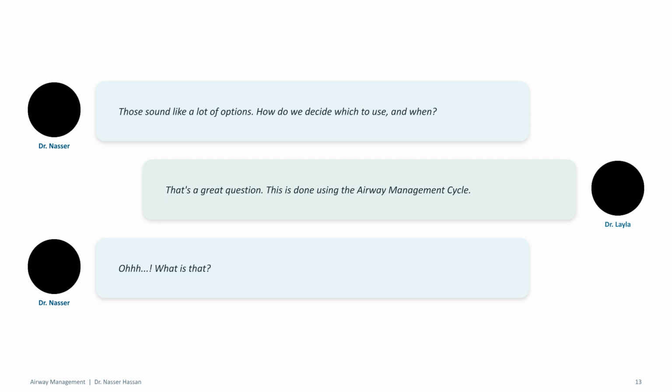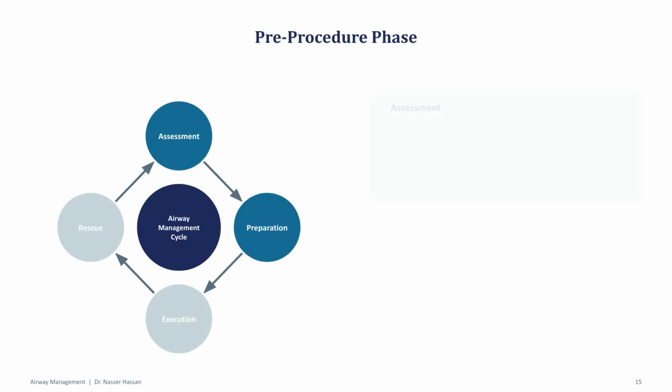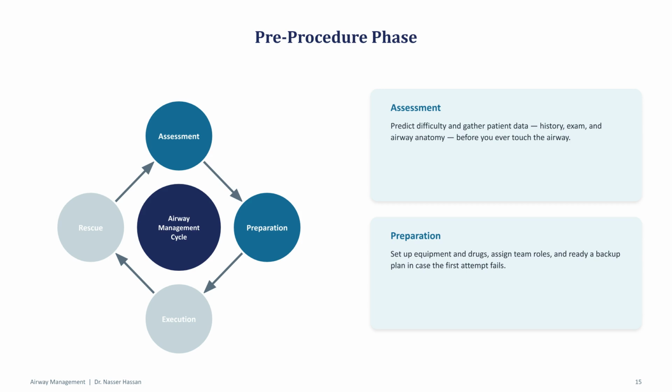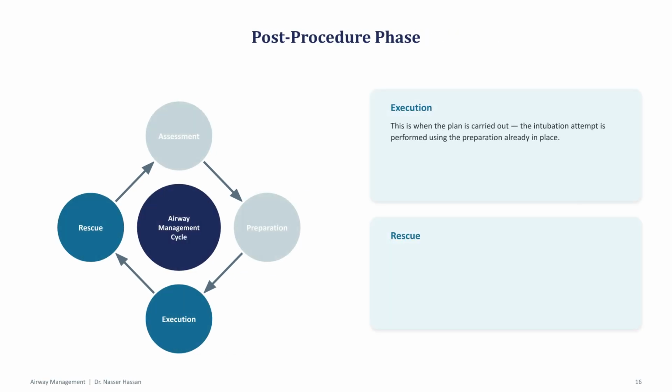How do we decide which to use? It sounds like we need a structured approach, like an airway management cycle. Exactly. The cycle consists of 4 distinct phases: assessment, preparation, execution, and rescue. The pre-procedure phase focuses on assessment to predict difficulty, and preparation, which involves setting up equipment, assigning roles, and having a backup plan. Moving on to the post-procedure phase, we have execution and rescue. Execution is when the plan is carried out, while the rescue phase serves as our backup if the airway proves difficult or the initial attempt fails.